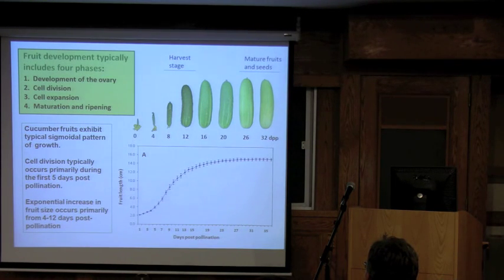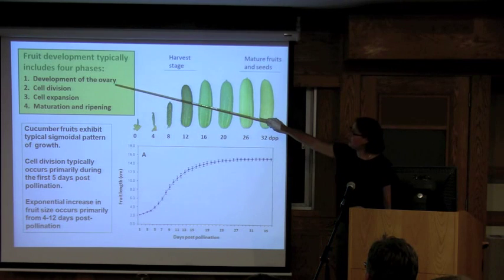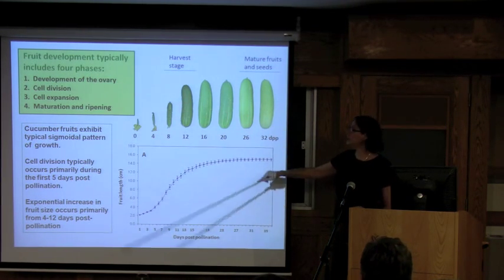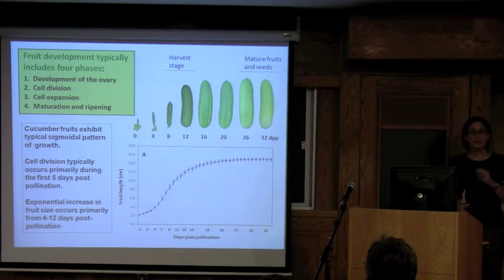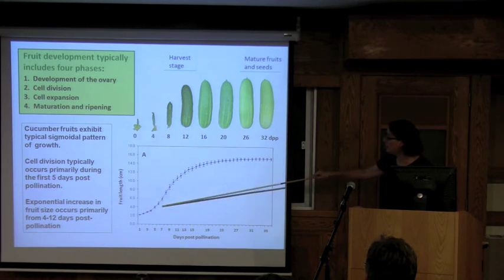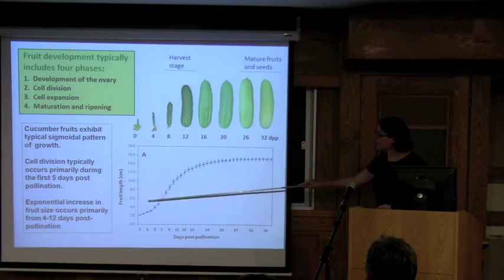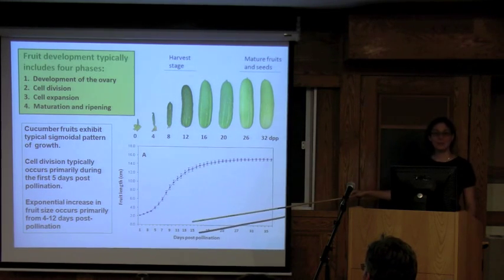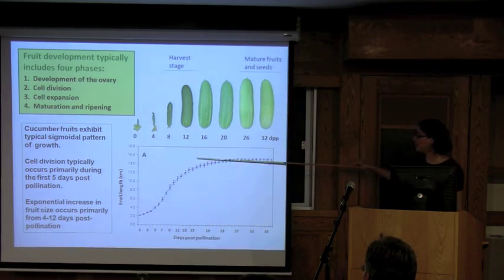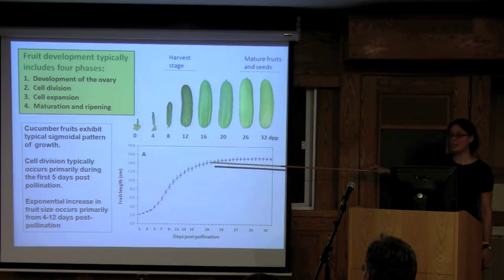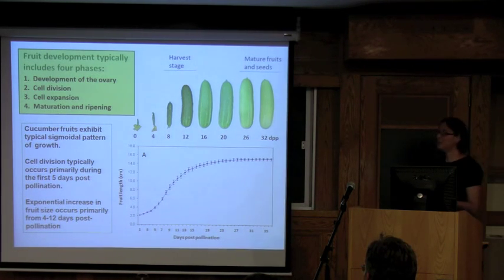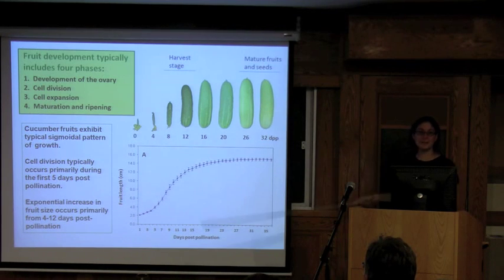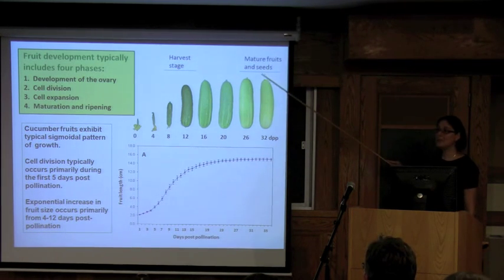So fruit development typically includes 4 phases: initial development of the ovary, then following pollination there would be cell division, cell expansion, and then maturation and ripening. Cucumber fruits exhibit a typical sigmoidal pattern of fruit growth, with cell division generally occurring in about the first 5 days post-pollination, then an exponential increase in fruit size from about 4 to 12 days post-pollination, and then a period of maturation and ripening. But cucumbers are harvested as immature, typically at about 8 to 12 days post-pollination. Unlike if we were looking at melons or tomatoes, we would be out at this mature and ripening stage.